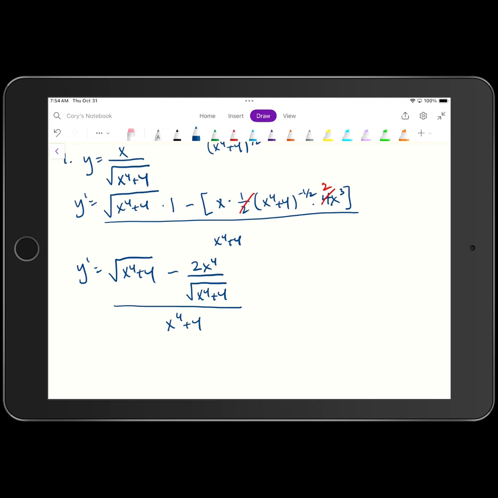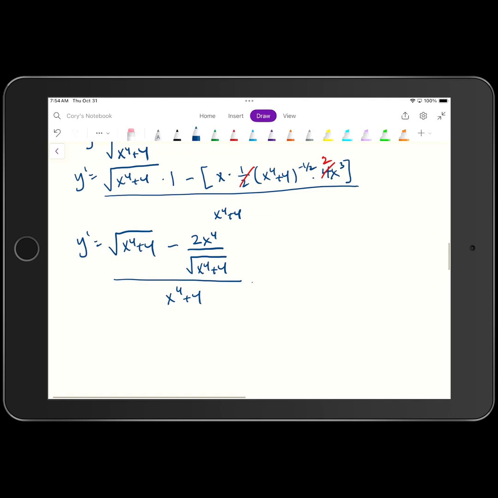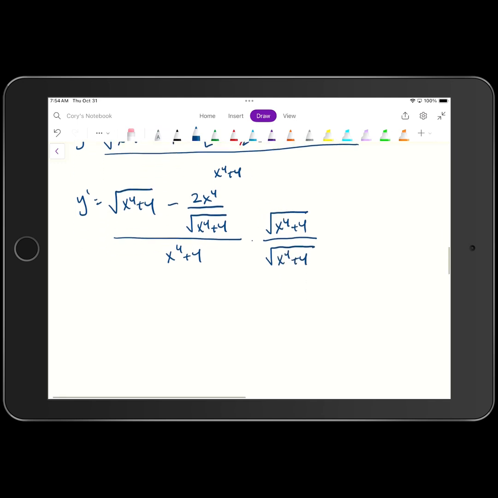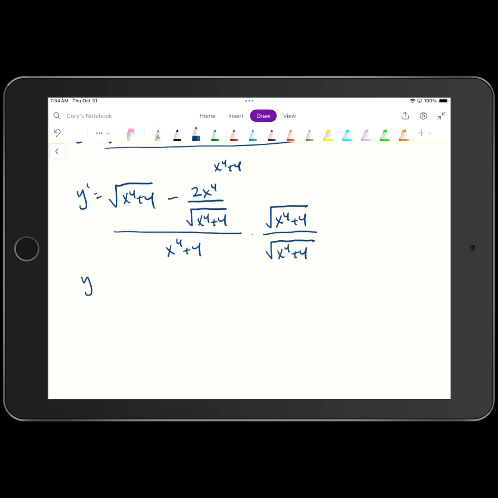Okay, so just like in the previous problem, we have a complex rational expression. We want to simplify this, multiplying the numerator and denominator by the common denominator of our smaller fraction, which is rad (x to the fourth power plus 4). Okay, so when we multiply that in the numerator, we have rad (x to the fourth power plus 4) times rad (x to the fourth power plus 4). That is x to the fourth power plus 4.